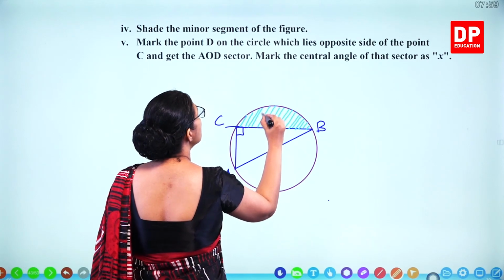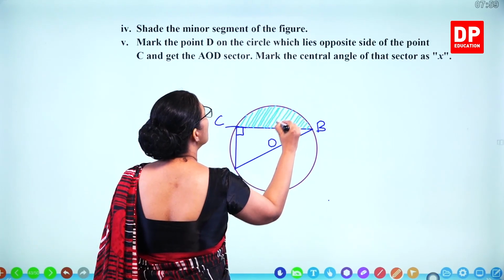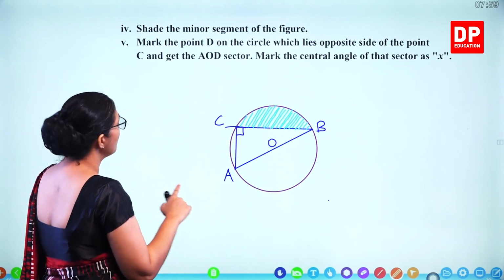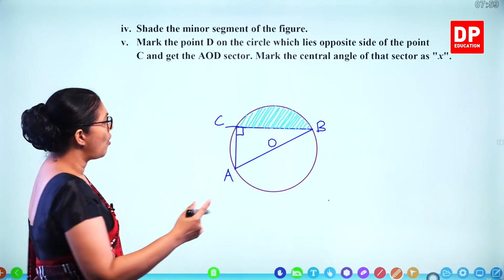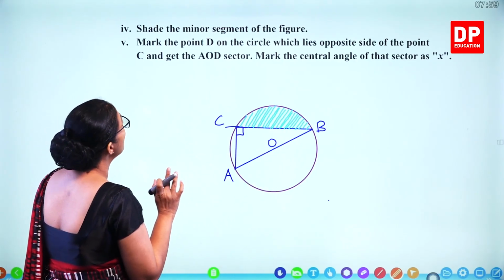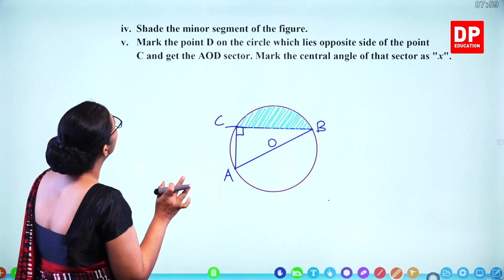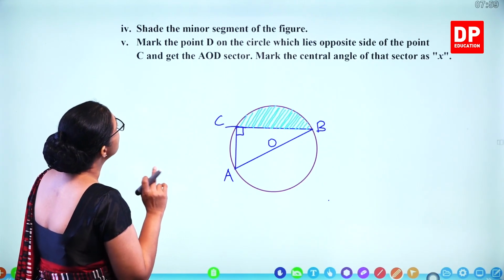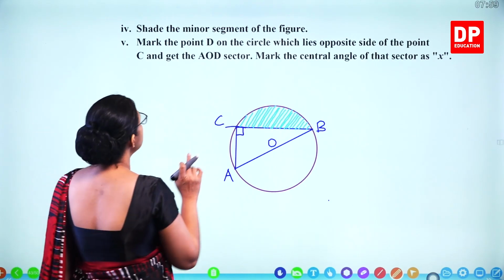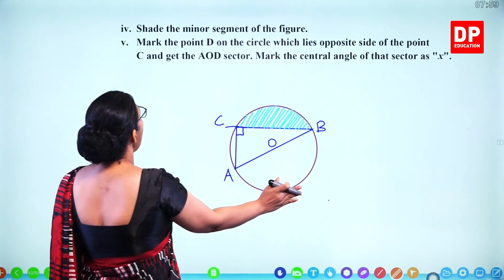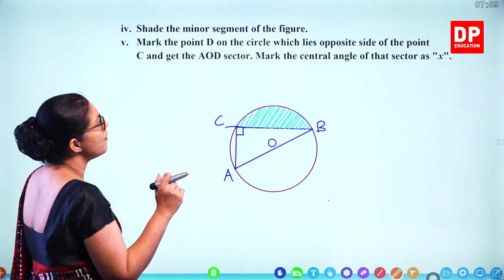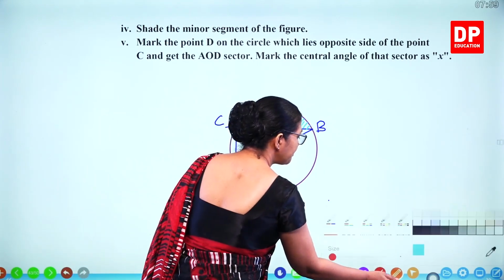So this is the minus segment. You can shade this as well, or this one you can't say. This is not a minus segment, the smaller one we have to consider. Mark the point D on the circle which lies on the opposite side of the point C, that means this side, and get the AOD sector. Mark the central angle of that sector as X.